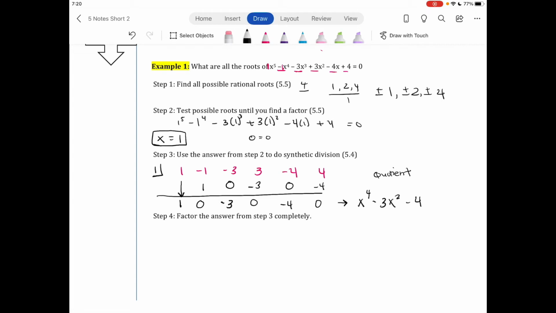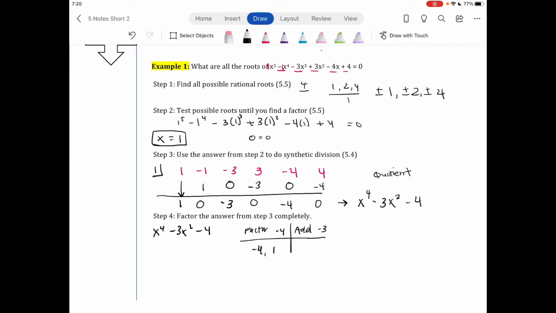Next, we can use that quotient and factor to find all of these solutions. So we have x to the 4th minus 3x squared minus 4. We have 3 terms, no greatest common factor. We can do that AC method. So what are those factors that multiply to a negative 4, but then add to a negative 3? We could do negative 4 and a positive 1.